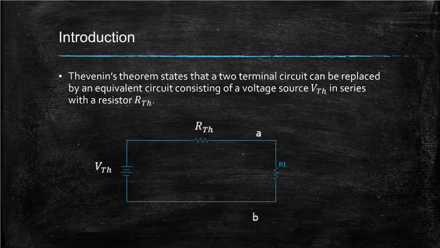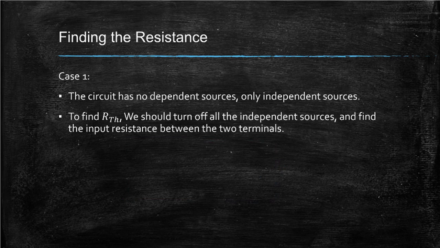After picking a load resistor, the rest of the circuit at the terminals of the load resistor can be reduced to just a voltage source and a resistor. At the end, the load resistor, the Thevenin voltage and the Thevenin resistor are connected in series to form the circuit. There are two cases when it comes to finding the Thevenin resistance.